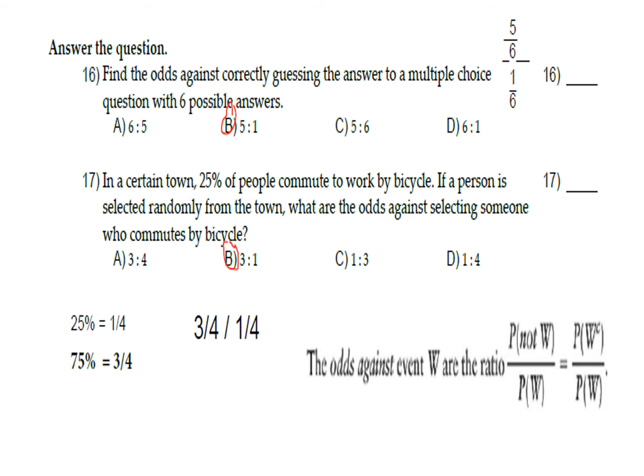And probability of someone riding to work by bike is 25%. That's a fraction, 1/4. Probability of someone does not ride is the complement, 3/4. 3/4 in the numerator, 1/4 in the denominator, 4's cancel out, leaving you 3 to 1.